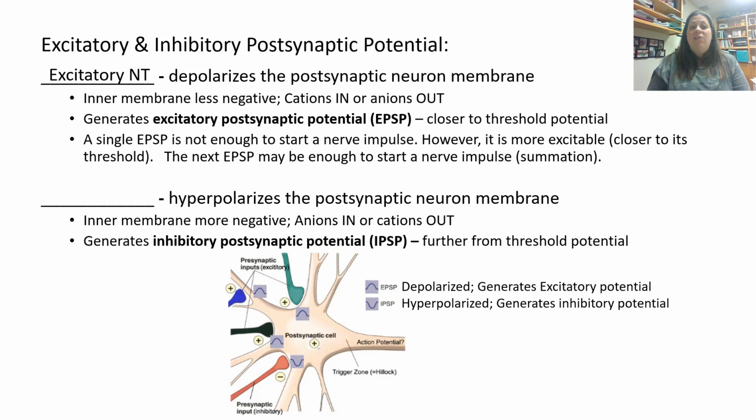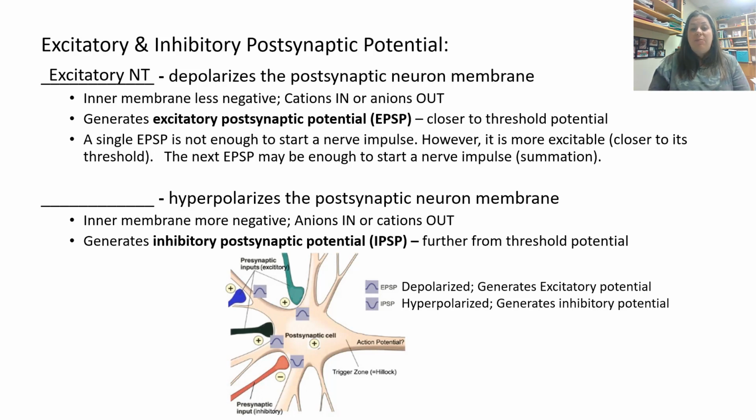This is going to be where the inner membrane becomes less negative, so cations move in or anions are going to move out. This generates what we call an excitatory postsynaptic potential, an EPSP. This causes the cell to get closer to that threshold, which is at -55. Now guys, a single EPSP is not enough to start an actual nerve impulse. However, the more that are received, the more excited and closer to the threshold we can get.